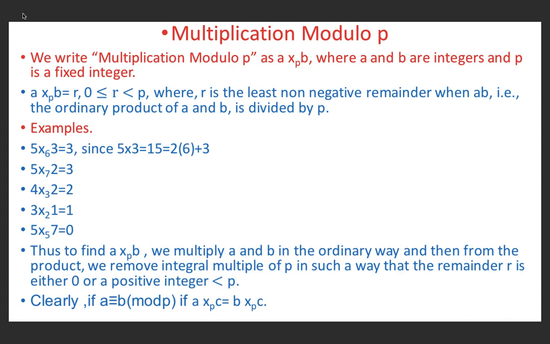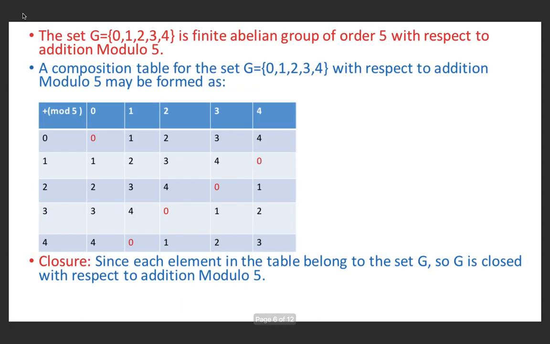Thus, to find multiplication modulo P of A and B, we multiply A and B in the ordinary way, and then from the product we remove an integral multiple of P in such a way that the remainder R is either 0 or a positive integer less than P. Clearly, if we write A is congruent to B mod P, then multiplication modulo P of A and C is equal to multiplication modulo P of B and C.